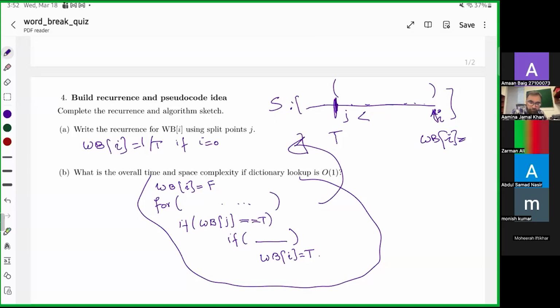So I have a question. हाँ बोलो. So what if there is no WBJ that is true, but still WBI is true? That should not be possible. Because I know that WB of J is true when J is equal to 0. That's where I started with. है ना? Oh, yes, sir, I get it.